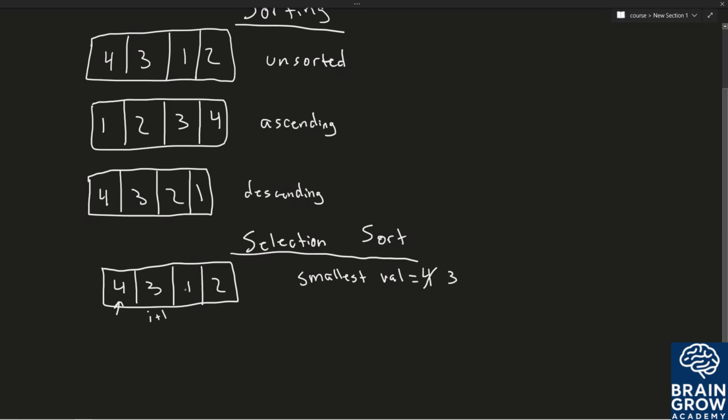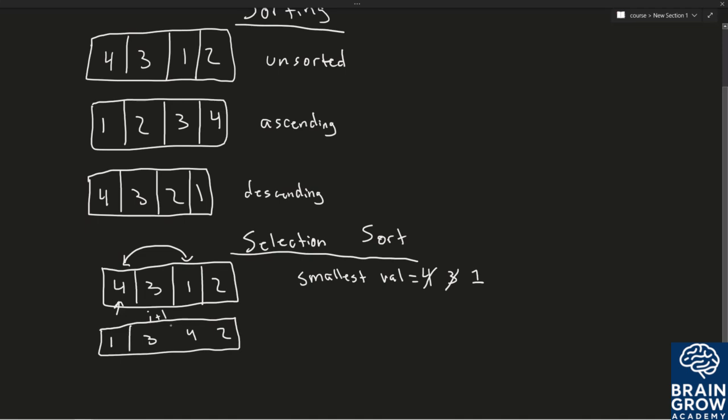But then our next index, we have 1. So our new smallest value is now 1. And then we have 2. And 2 is not less than 1. So what we will do is we will swap 1 and 4. So our new array looks like 1, 3, 4, and 2.